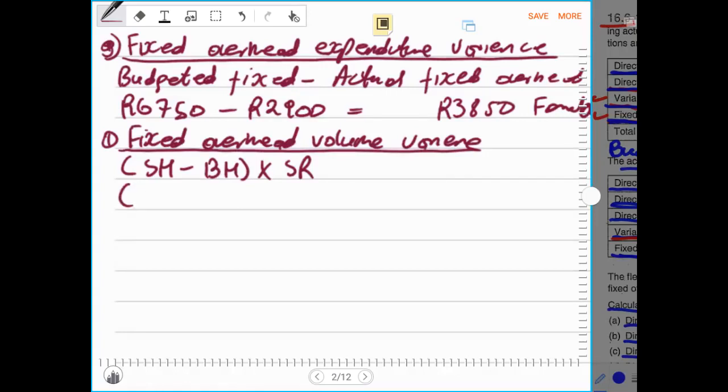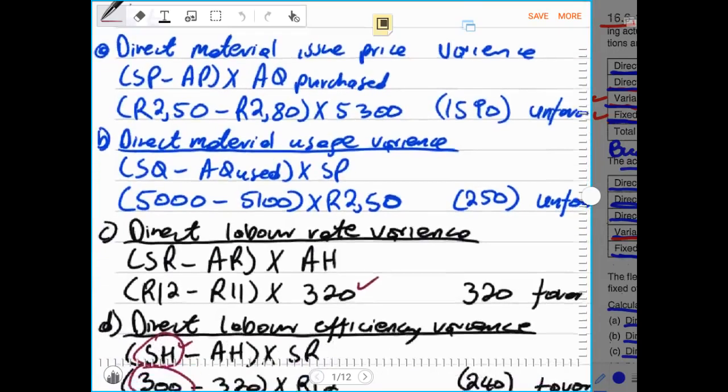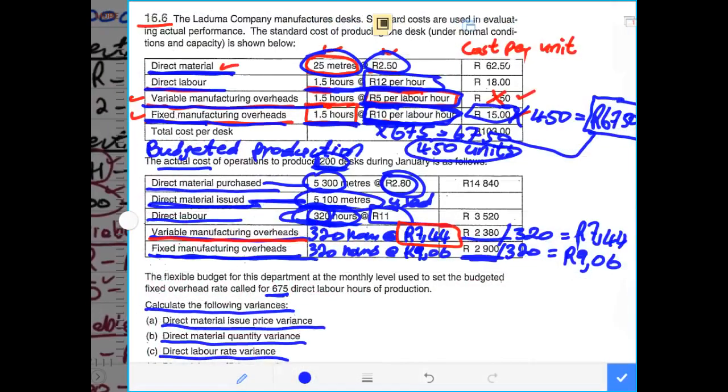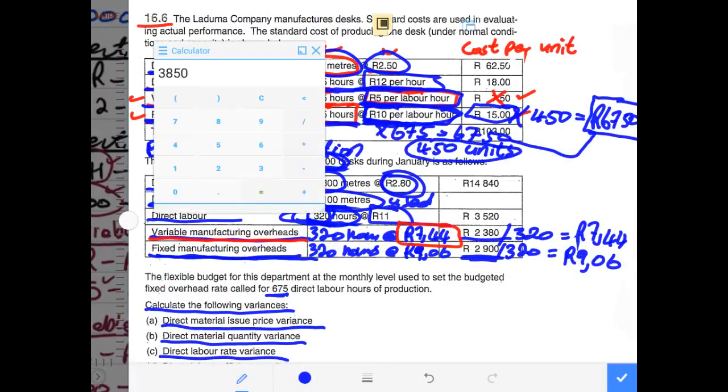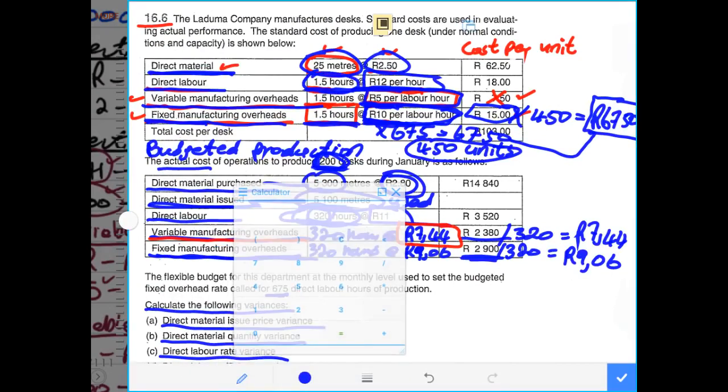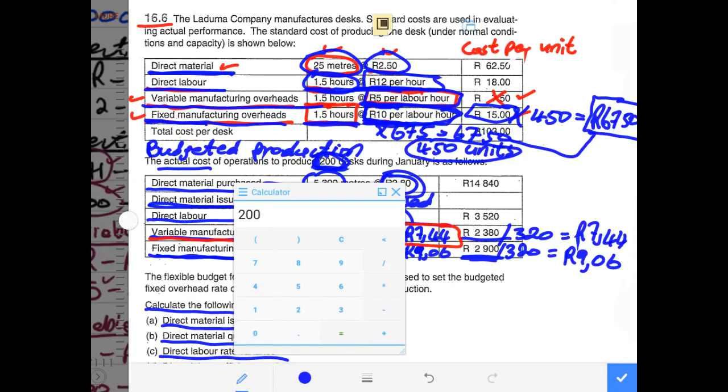Then we have our standard hours. Remember, standard hours do not change. Standard hours were 300 hours, the same hours that we used when we did our direct labor. The same way to calculate standard hours: standard hours is actual production times the standard labor hours per unit. Actual production was 200, and standard labor hours per unit is 1.5, which is the number of hours it takes to complete one unit. Therefore, we said previously 200 times 1.5, and it gave us 300.